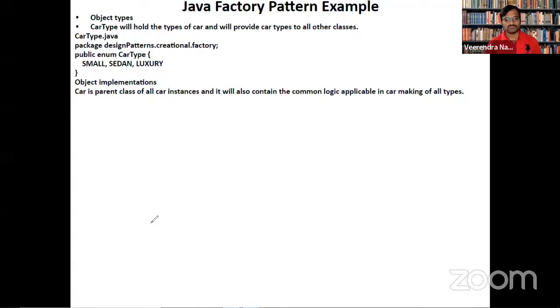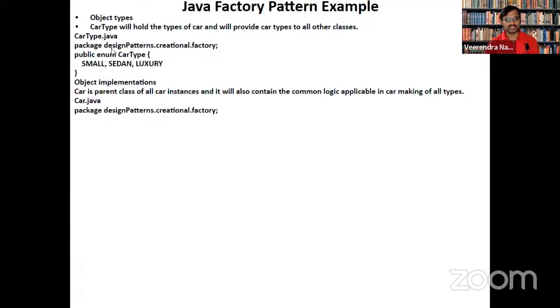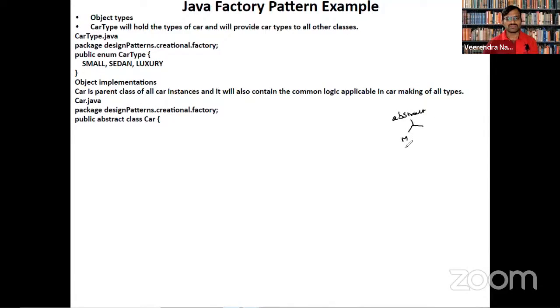Now if you look at car.java, again it is in the same package, always remember that. So we have public abstract class car. If you remember, what is an abstract class? An abstract class is a class which is going to have methods with implementations and methods without implementations. Without implementation means they are to be implemented by the child classes. I'm just giving you the idea of what we are going to have.